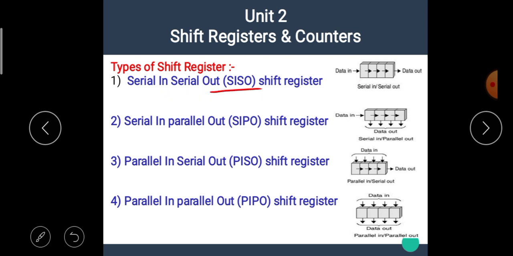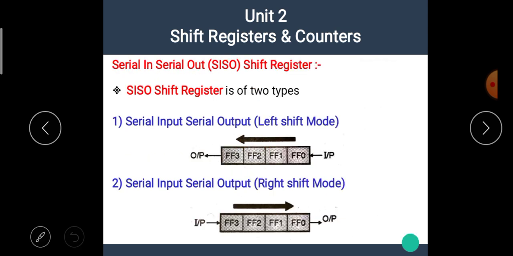SISO, that means serial in, serial out. The second one is SIPO, serial in, parallel out. The third one is PISO, parallel in, serial out. And the fourth one is PIPO, that means parallel in, parallel out. Let's see the first type, serial in, serial out, first.